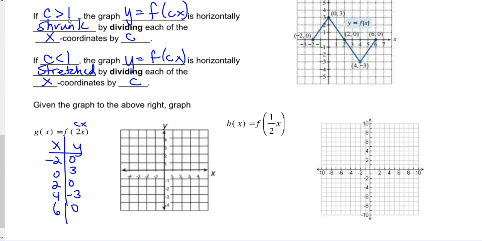So if it's greater than 1, we're going to shrink it down, and we're going to do that by dividing our x-coordinates by c. c is equal to 2, so I need to divide this by 2, which gives me negative 1. Divide this by 2 gives me 0. Divide by 2 is 1, divide by 2 is 2, and divide by 2 is 3. Now I have 5 points to plot, and I get my new graph: negative 1, 0; 0, 3; 1, 0; 2, negative 3; and 3, 0.